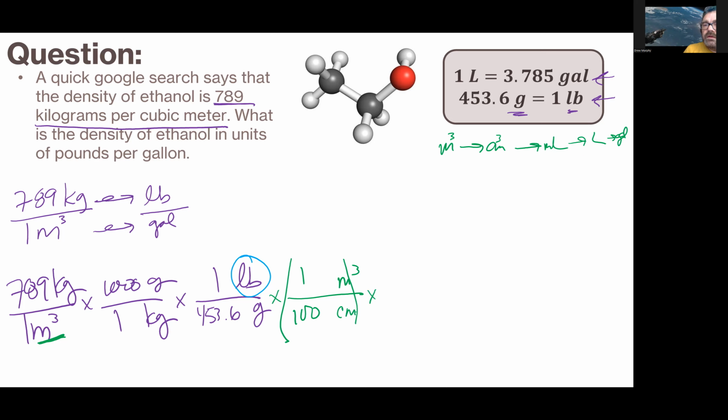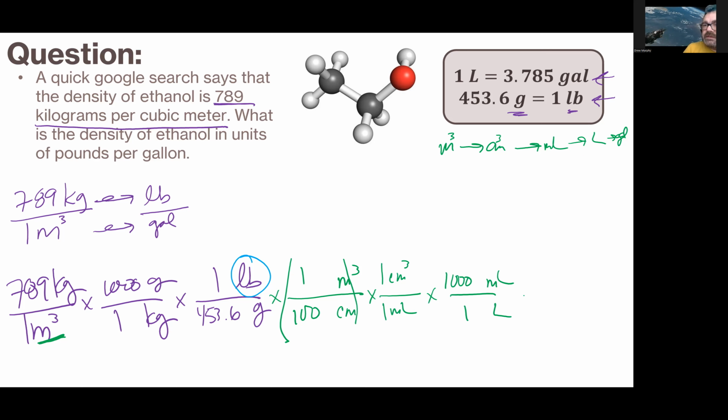Then our meters cubed is gone. We have centimeters cubed. 1 centimeter cubed, we need the centimeters to cancel, is 1 milliliter. Okay. We're going milliliters to liters. So we want milliliters to cancel, so it goes up here. There's liters. 1 liter is 1,000 milliliters.